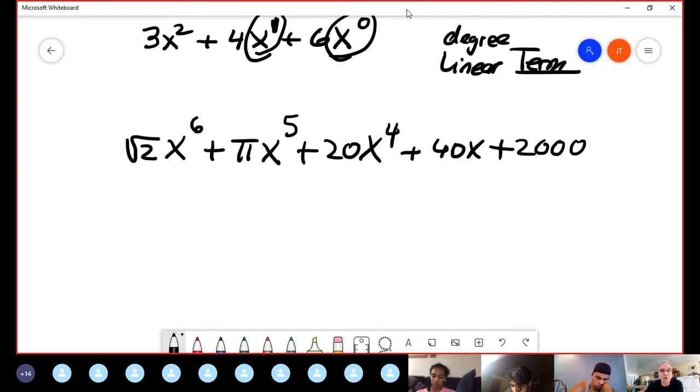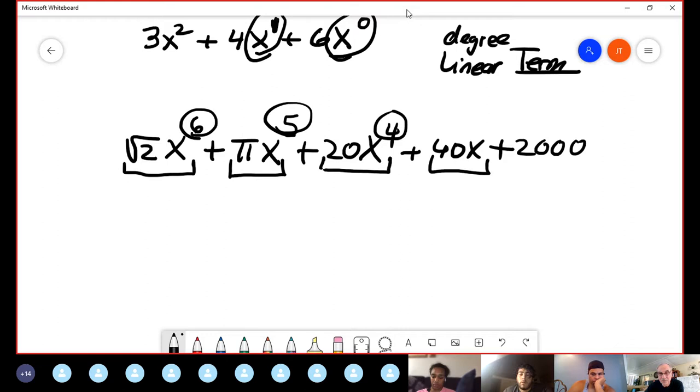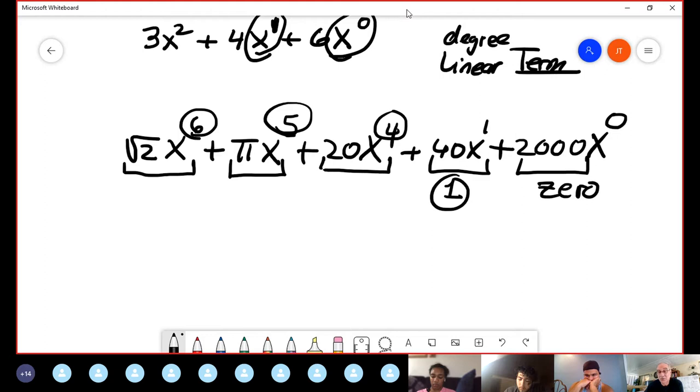Degree of the first one. What is the degree? 6. What is the degree? 5. What is the degree? 4. What is the degree of this guy? 1, because the exponent is invisible. And what is the degree of this 2000? 0. Because x is missing, I suppose it's x to the 0, because any number or expression raised to the 0 power is equal to 1. Now, is it clear? Degree is clear? Okay, super.